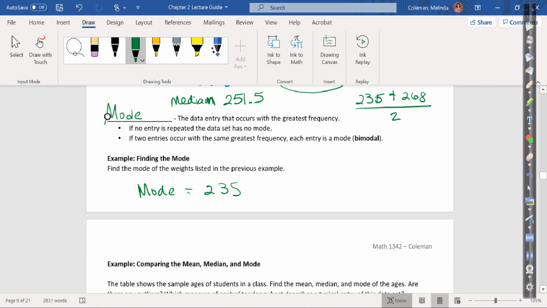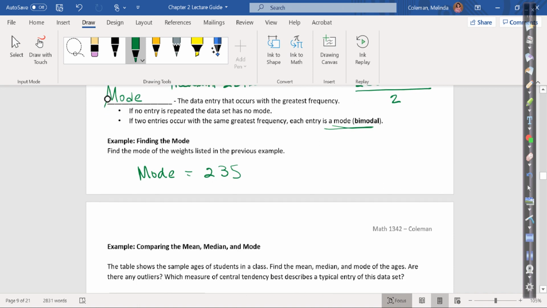You can have more than one mode. So if two numbers appeared more than once, then you can have something that's called bimodal. If you have no entry at all that occurs more than once, there is no mode. So mode can have a number, it can have multiple numbers, or it can have no answer.